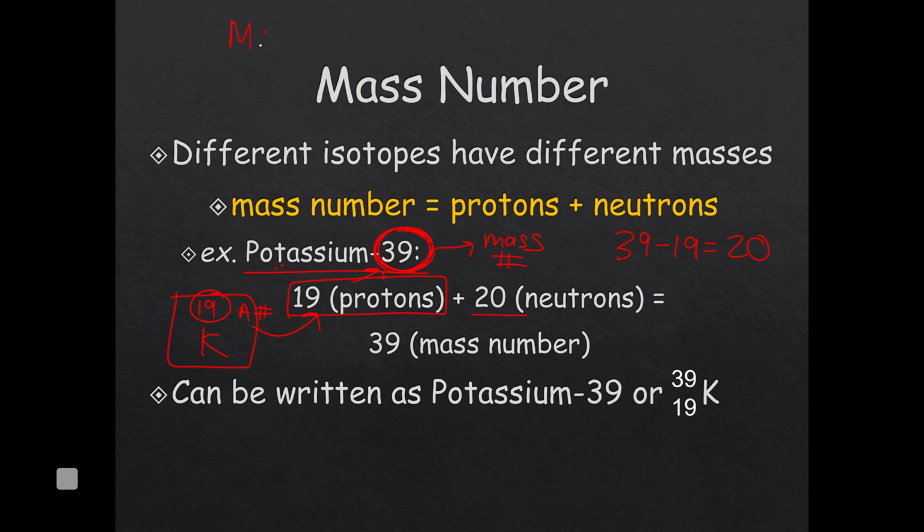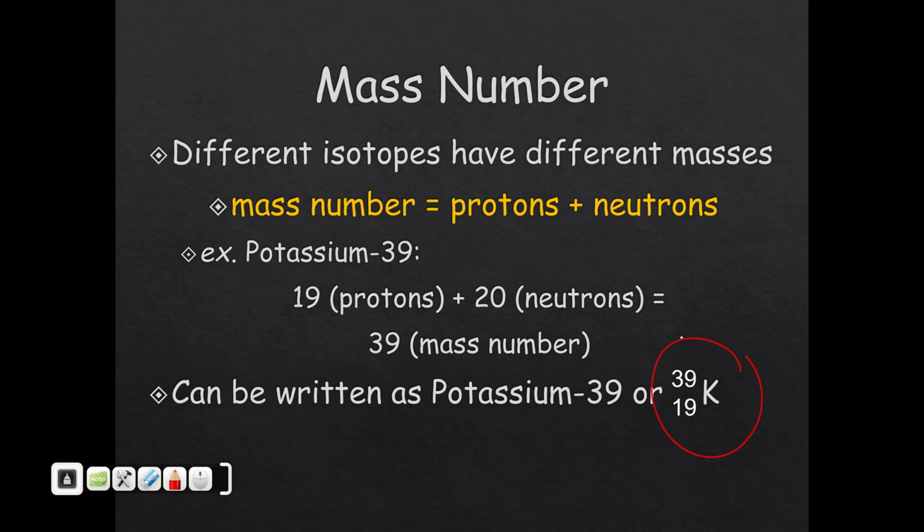Okay? Some people like a formal formula if you want to write it down. The mass number minus the atomic number equals the number of neutrons. Okay? That's how you can do it as well. You can see another type of notation here.